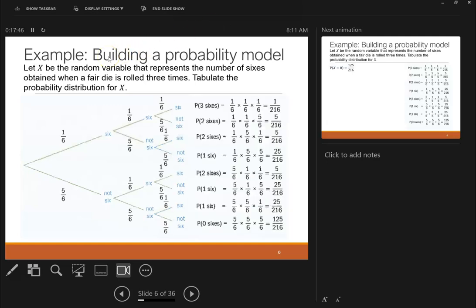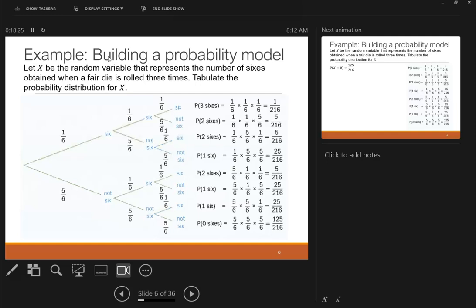So again, if I look at each one of these branches, this first branch was 6, 6, 6. 6, 6, not 6. That's 2 6s. 6, not 6, 6. That was 2 6s. 6, not 6, not 6. That would be 1 6. Not 6, 6, 6. That would be 2 6s. Not 6, 6, not 6. 1 6. Not 6, not 6, 6, 1 6. Not 6, not 6, not 6, 0 6s.